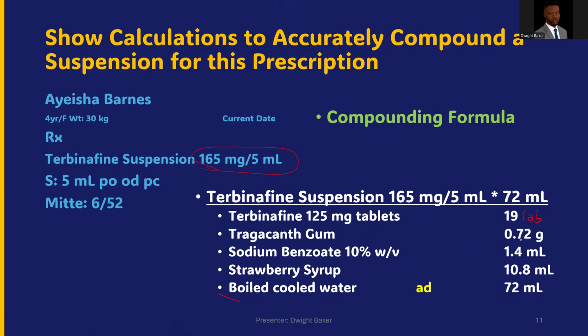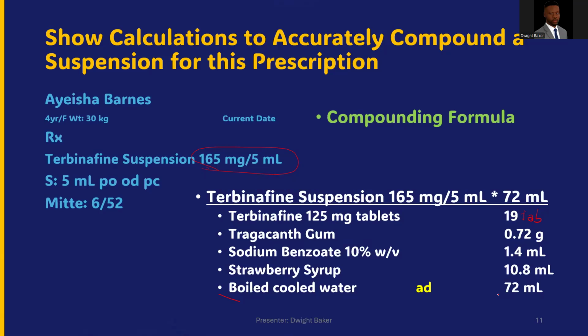So we weigh out 0.72 grams or 720 milligrams of tragacanth gum. You add that to the tablet powder, mix it until it's evenly mixed. Now, sodium benzoate, we add this liquid, 1.4 mL. Then you add your 10.8 mL of syrup. And now we have our bottle that is marked to 72 mL.